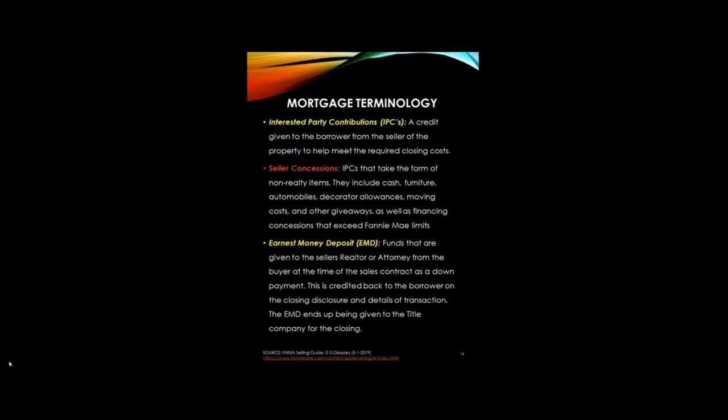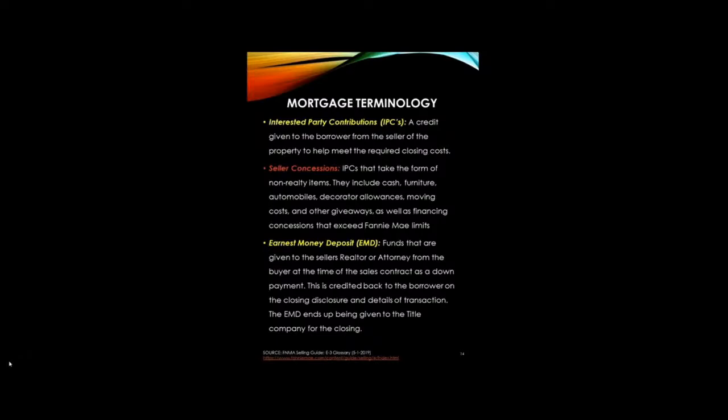furniture, automobiles, decor allowances. So let's say the seller has blinds and the buyer wants to keep them, that's a concession. They're going to give that to them. Moving costs, any type of giveaways, like, hey, I'm going to give you the bed of the property. Whatever it is, you always have to make sure that it does not exceed the concession percentage or dollar amount that's allowed by Fannie Mae limits.